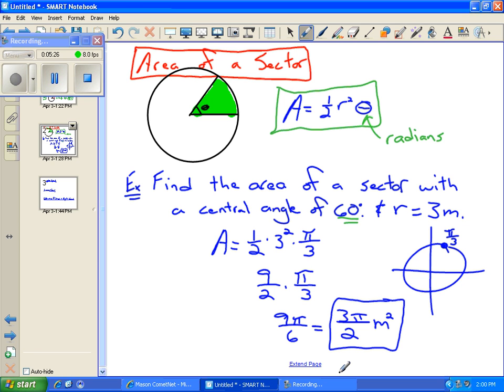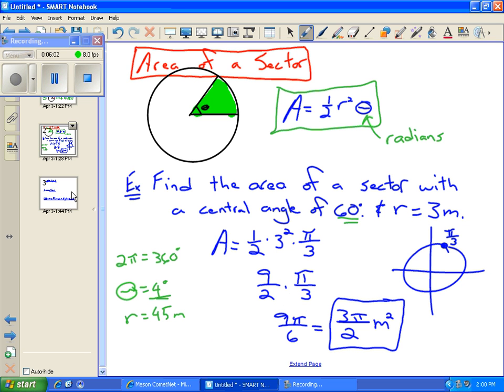Let me give you another one you can try on your own. We'll give you a central angle of 40 degrees and a radius of 45 meters. Okay, this is not on the unit circle. Well, it is on the unit circle, but it's not one that we've studied. There is a conversion. Remember that 2 pi equals 360 degrees. So see if you can use that to convert that into a radian measure.